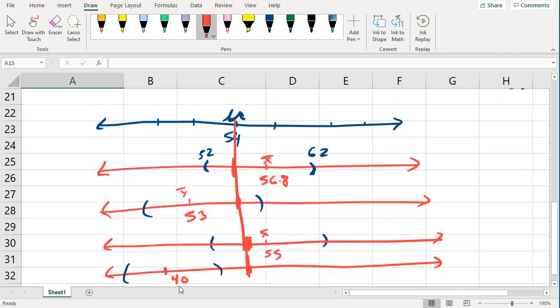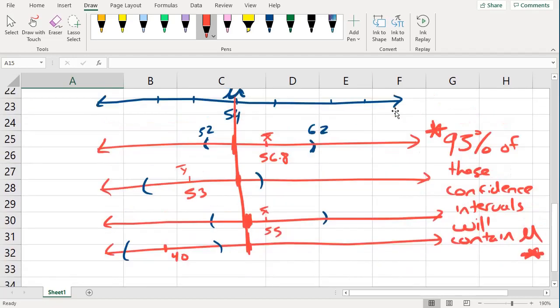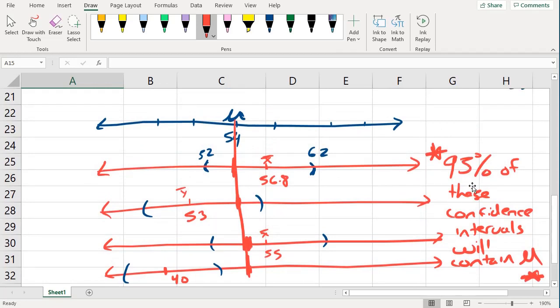But what I can say is that 95% of these repeated confidence intervals will contain mu. And that is how we interpret confidence intervals. I know it's a strange kind of interpretation, so I wouldn't worry too much about it, but this is basically what's going on.